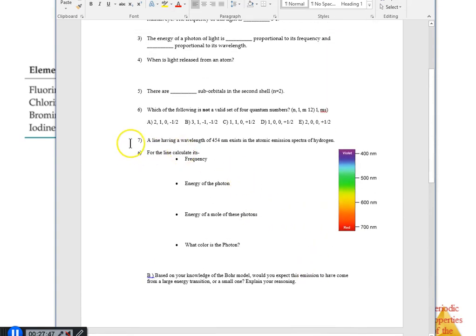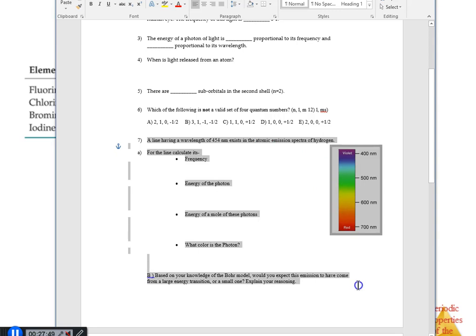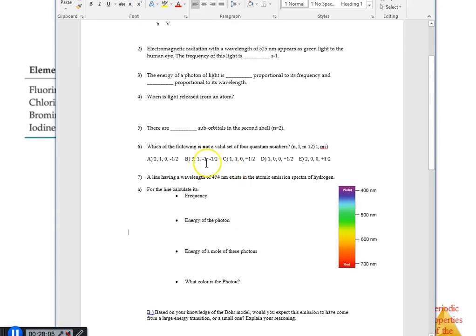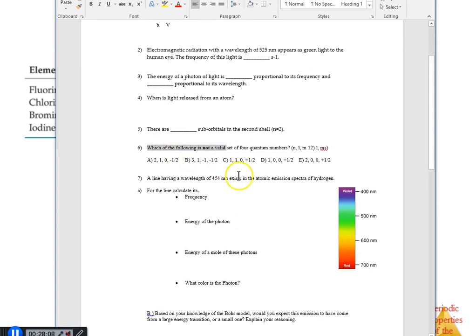Okay, Chapter 6, you remember this math question, I hope. It will be exactly the same. This one says 454. The one we practiced, I have no idea what it was, but even if it was 454, I will most likely change that number here in about 20 minutes. All right, which of the following is a valid set of 4 quantum numbers?